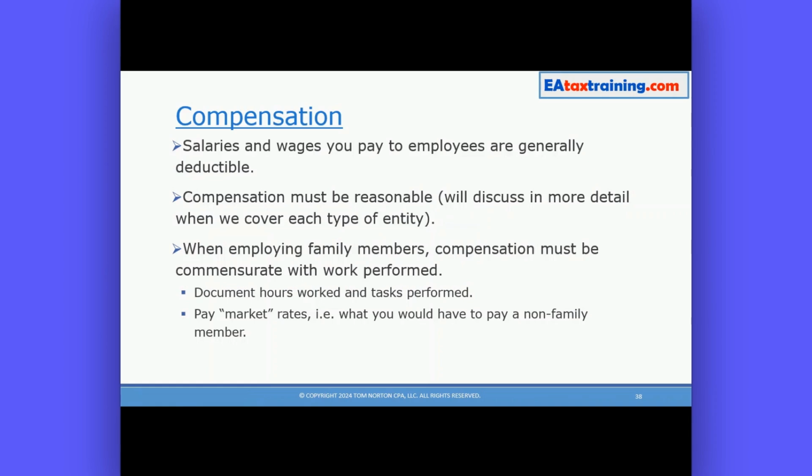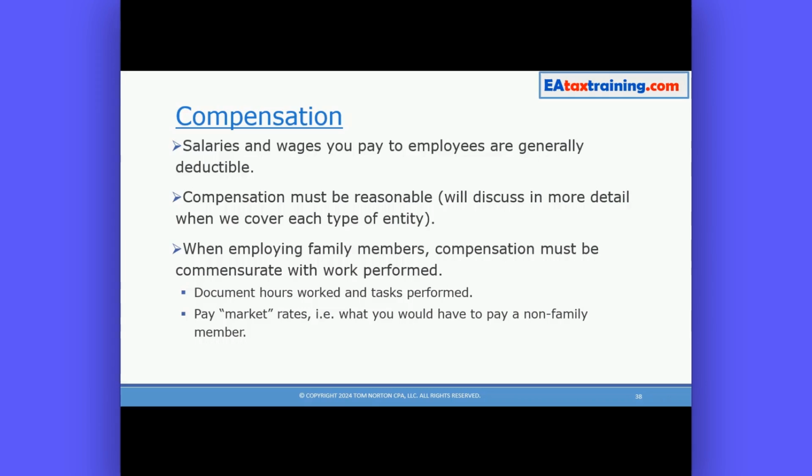But as you might imagine, this could be an area that is abused. And so you could be trying to create these tax deductions for salaries and wages for family members who really aren't doing anything or are hardly doing anything. So if you are paying family members, you just have to make sure that you are paying them a reasonable amount for work that is actually being performed. So you want to make sure to document the hours worked and the tasks performed.